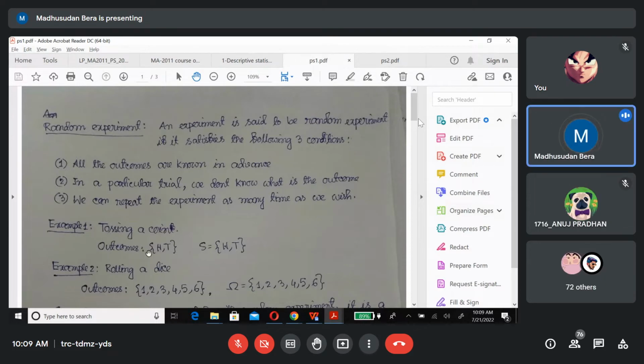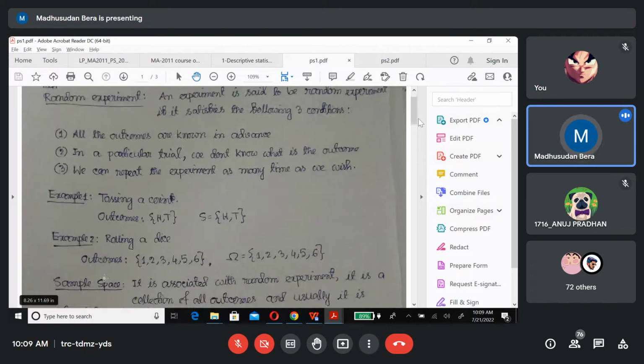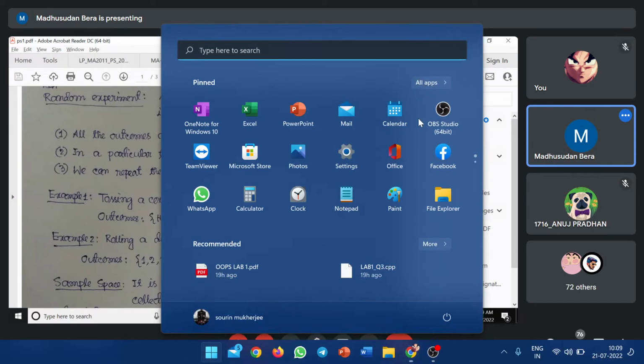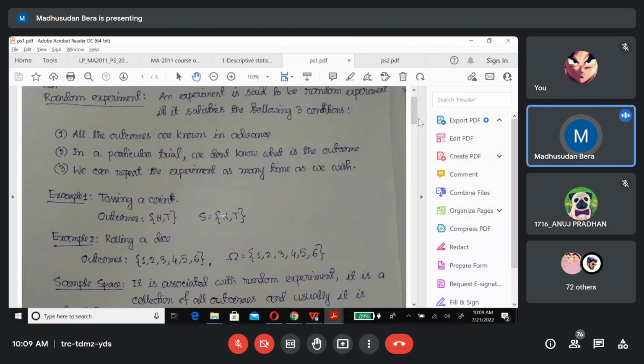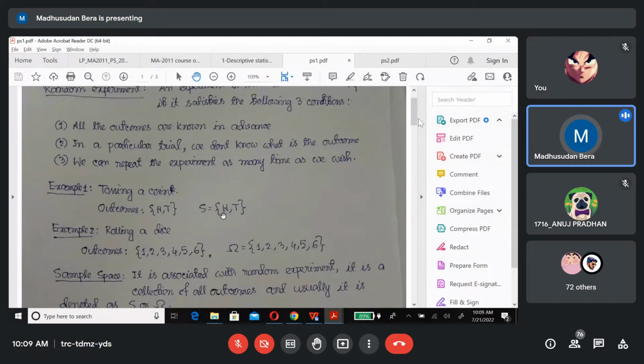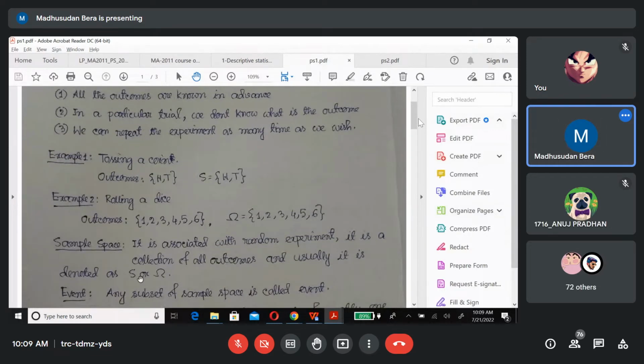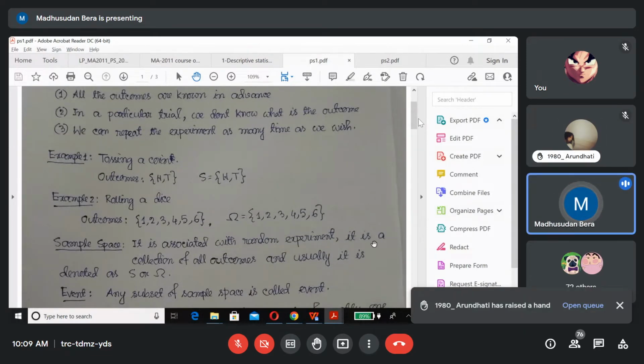Tossing a coin, outcomes are head and tail. Rolling a dice, what are the outcomes? 1, 2, 3, 4, 5, 6. Okay. Generally, collection of all outcomes is called sample space. So in a random experiment, collection of all outcomes is called sample space. It is denoted by either S or omega. It is associated with a random experiment. It is the collection of all outcomes, and usually it is denoted by S or omega.